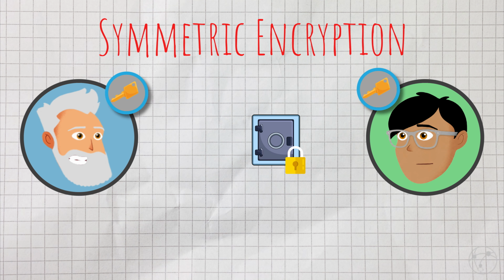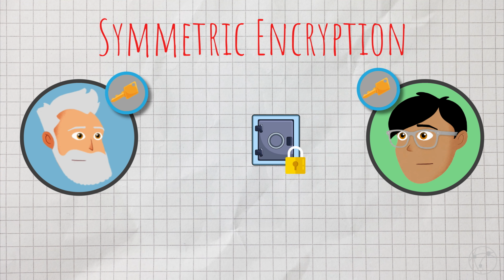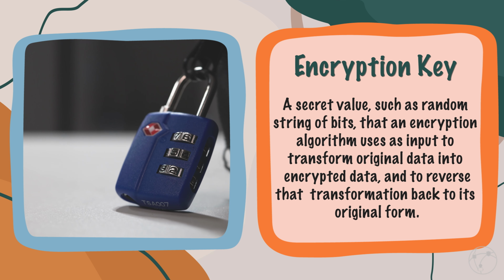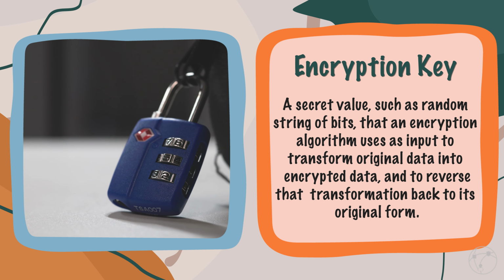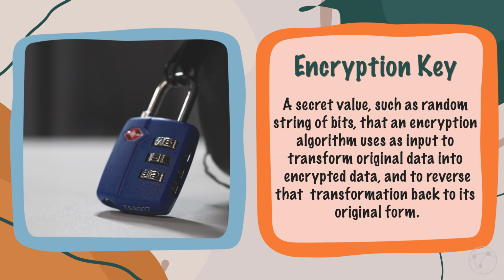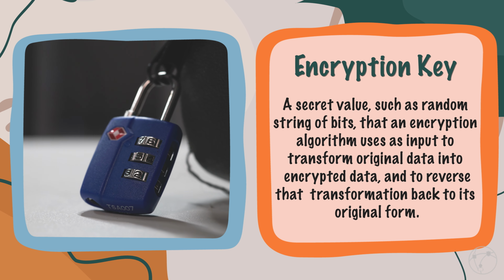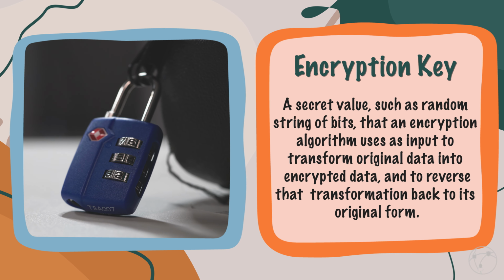Both sides have the same key, which is used to lock and unlock the data. And in this case, the key is the combination to the lock. In the digital world, that key is not a number you spin on a dial, but a piece of data used to encrypt your information on one end and decrypt it on the other. Right, that makes sense, and it seems pretty fast and efficient. So what's the problem? Why do we even have asymmetric encryption when we can just do this?